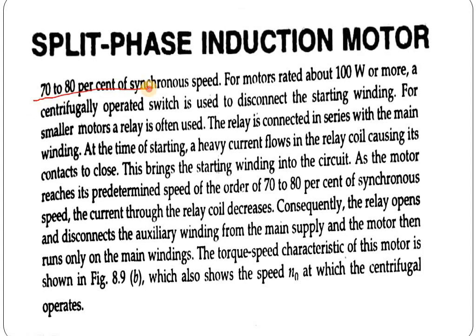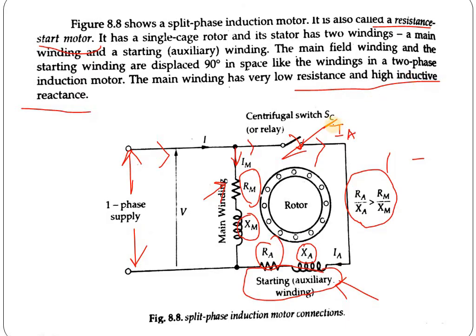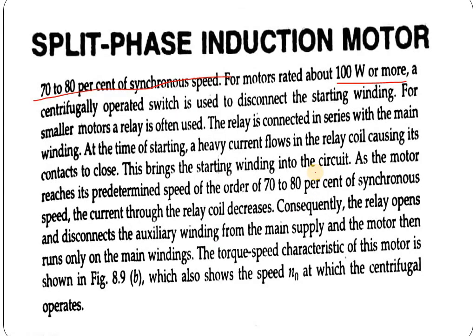For motors rated about 100 watt or more, a centrifugally operated switch is used to disconnect the starting winding. In the diagram, we have shown a centrifugal switch, this one. When the motor rating is more than 100 watt, we use a centrifugally operated switch to disconnect the starting winding.